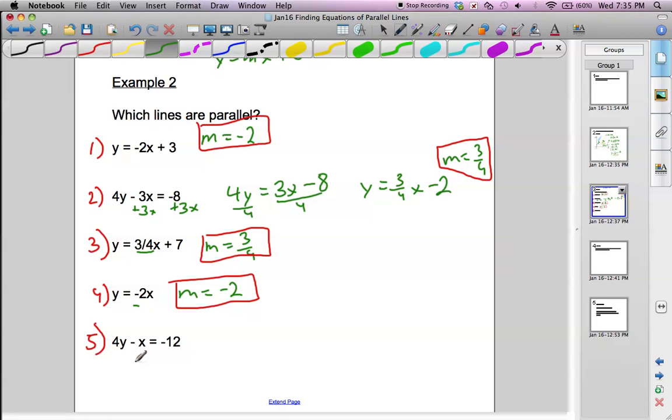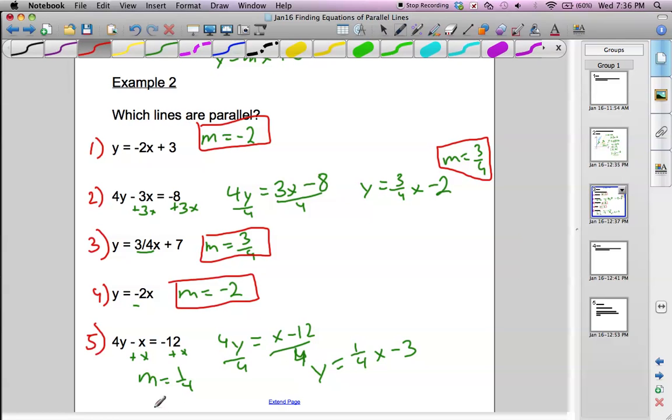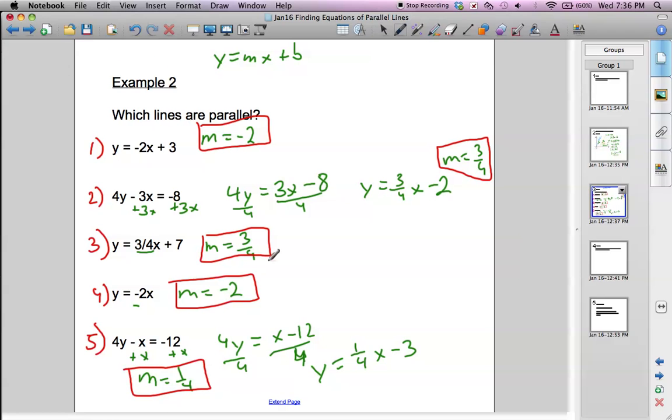And the last one, let's find the slope for the last one. We're going to solve for y, so we can add x to both sides. We get 4y equals x minus 12. Divide by 4. We get y equals, that's a 4, not a y, 1/4 x minus 3. So your slope for the last line is m equals 1/4. So that one is not parallel to any of the other lines.